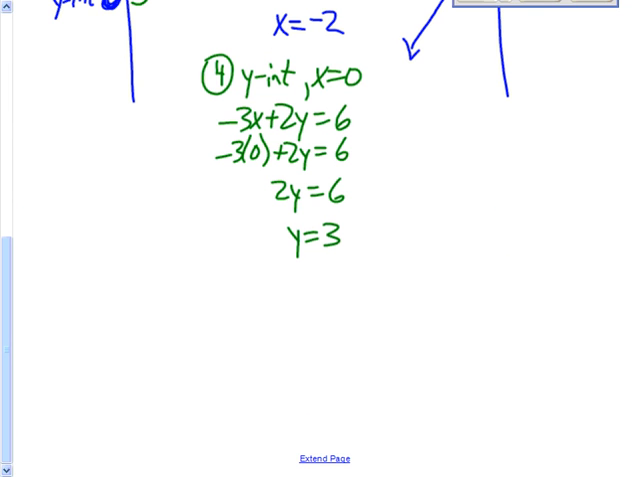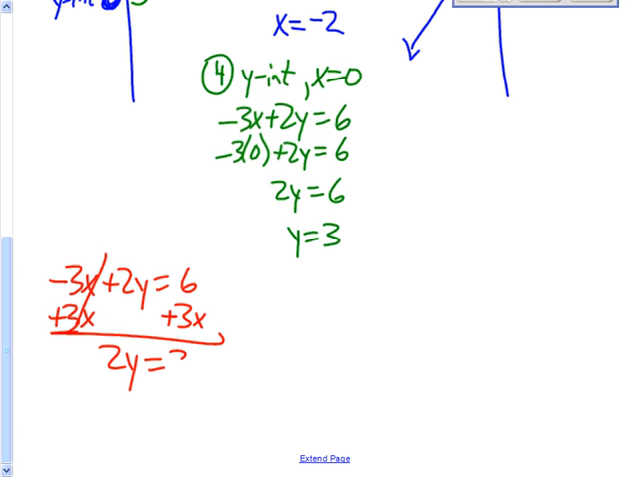Okay, and you notice if we would have done it in slope-intercept form, here's negative 3x plus 2y equals 6, we'd have solved for y first, right? Let's just check it with our slope-intercept form here. 2y equals 3x plus 6. We'd have divided everything by 2. Y equals 3 halves x plus 3.